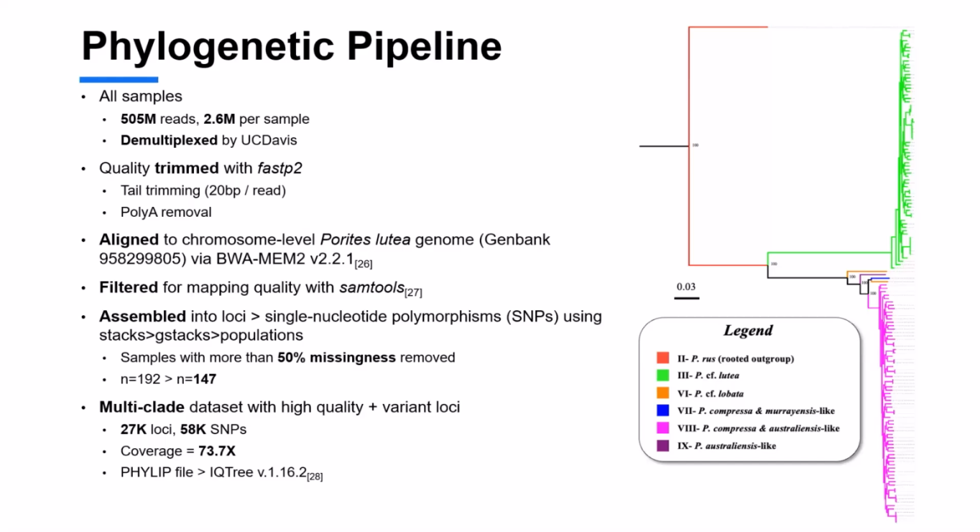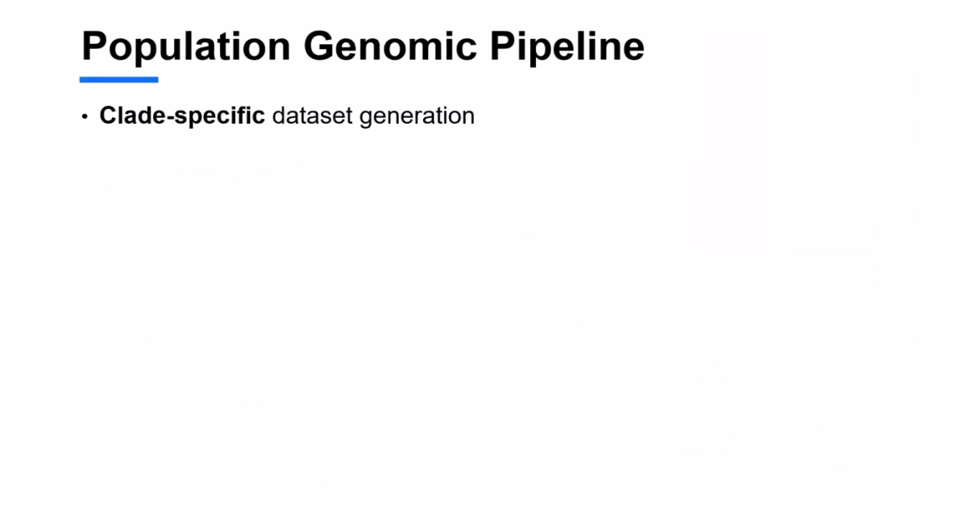This multi-clade dataset was a Phylip file that was then plugged into the program IQ-TREE to generate the phylogeny that you're looking at on the right. Based on that phylogenetic tree, we can now make a cladal cutoff informed by those mitochondrial barcodes. And indeed, we do have 2 distinct phylogenetic species. So with that result, we can now proceed to population genetic analysis.